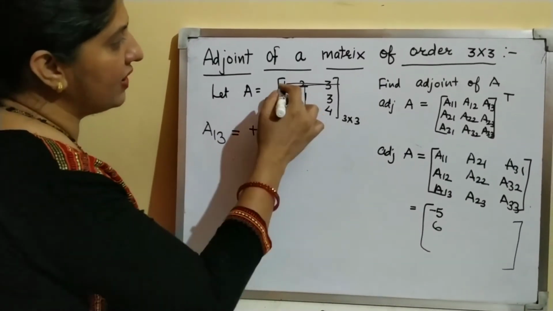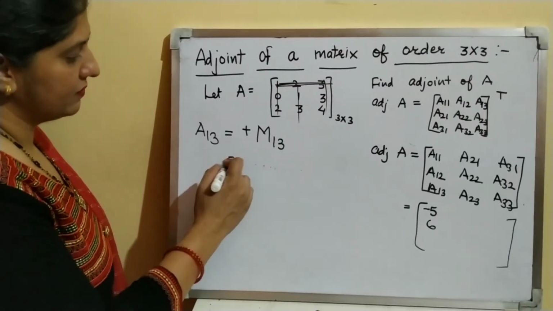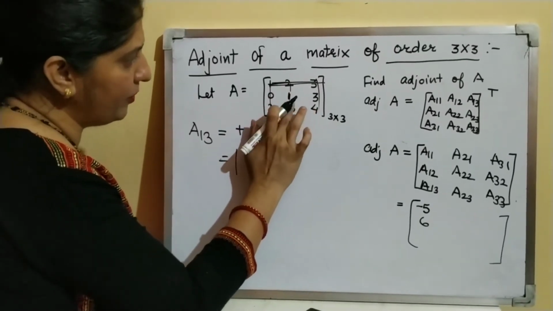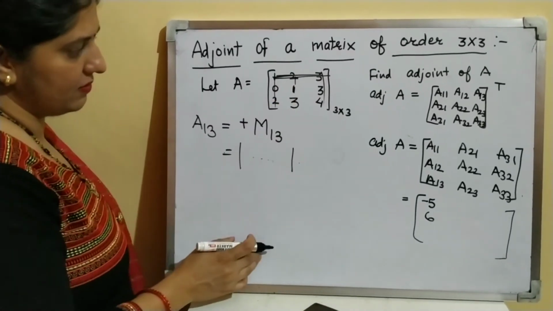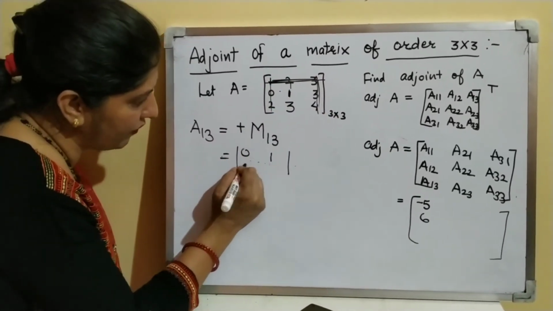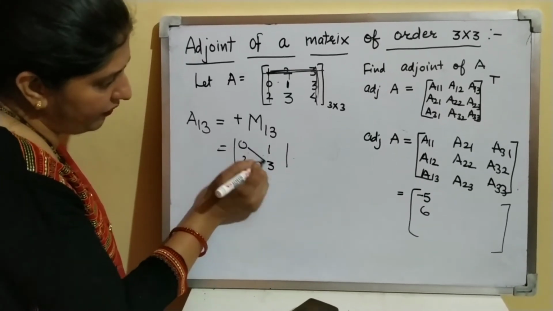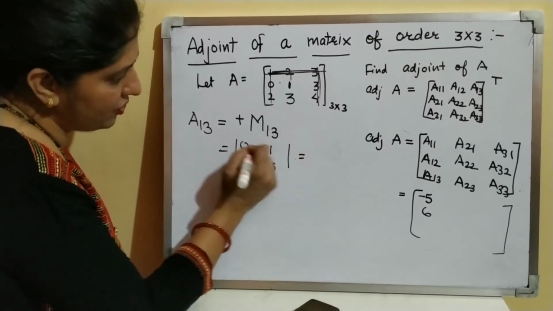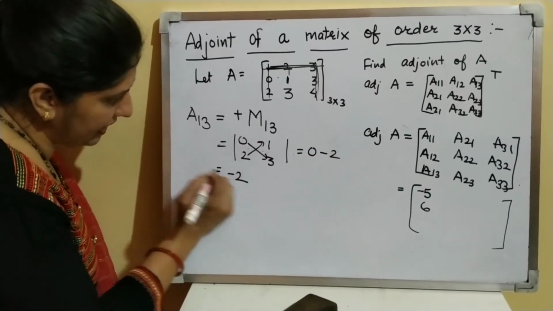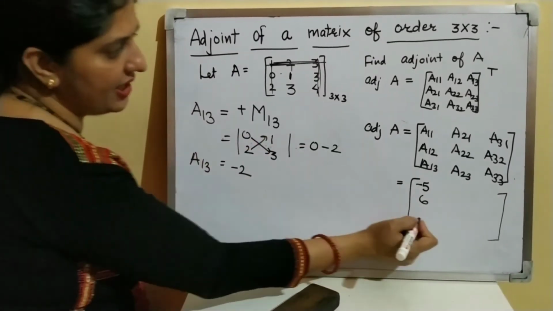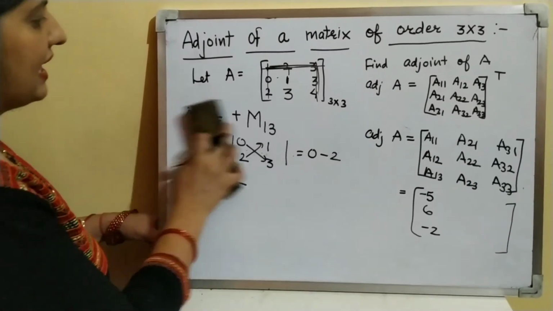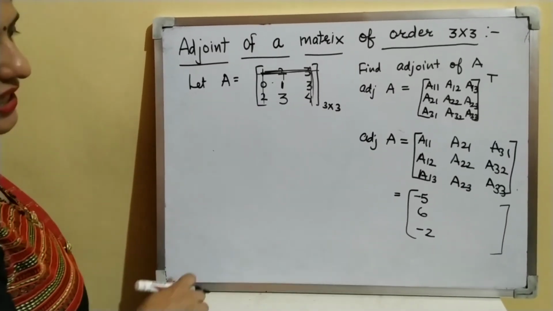Now delete the first row and third column and take the determinant of the matrix formed by the remaining entries. Delete the first row, third column. Remaining entries are 0, 1, 2, 3. Now find the determinant. We get 0 into 3, minus 2 into 1, which gives minus 2. A13 is equal to minus 2. Put the value. In the same way, calculate A21, A22, A23.